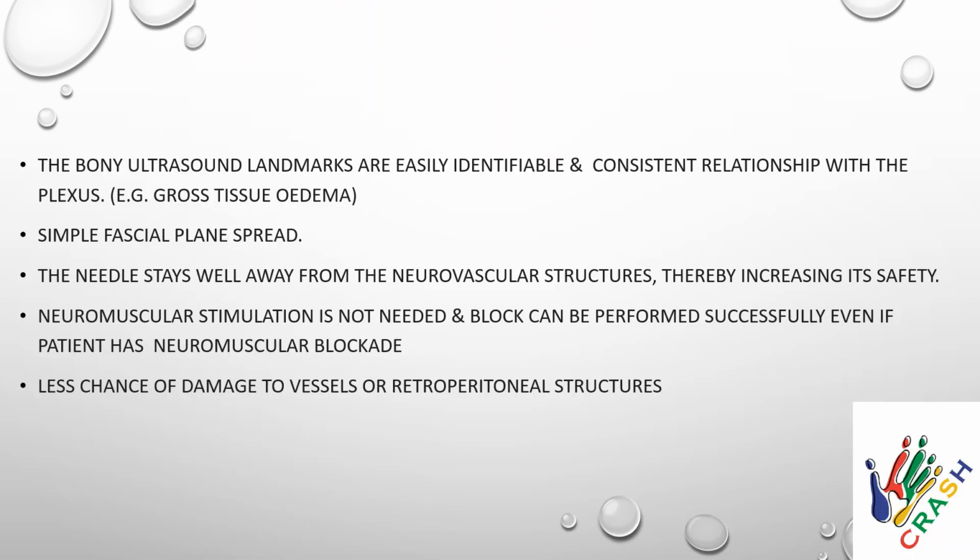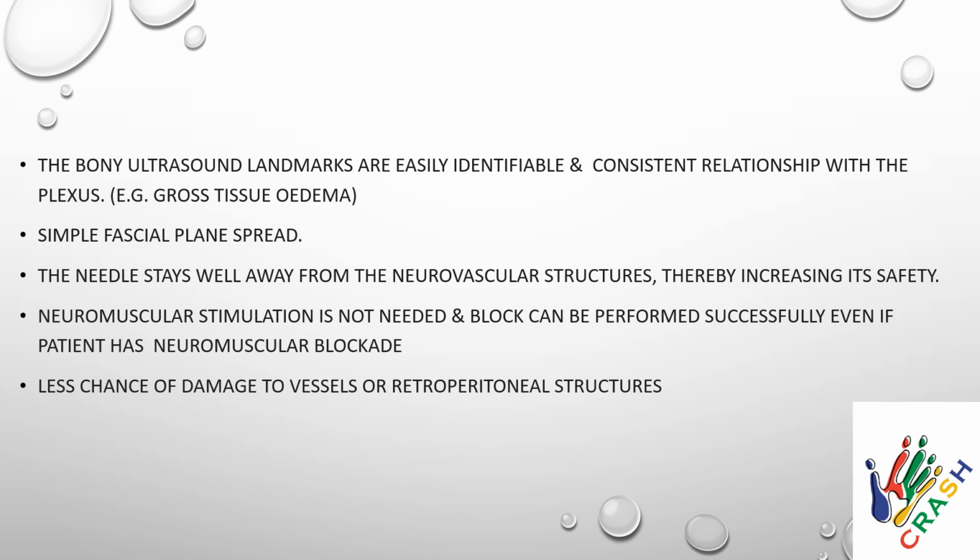There are many advantages to the parasacral ischial plane block. The bony landmarks are easily visualized on ultrasound and have a consistent relationship with the sacral plexus. The simple fascial plane spread extends medially and consistently blocks the sacral plexus. The needle stays well away from neurovascular structures and hence increases safety.